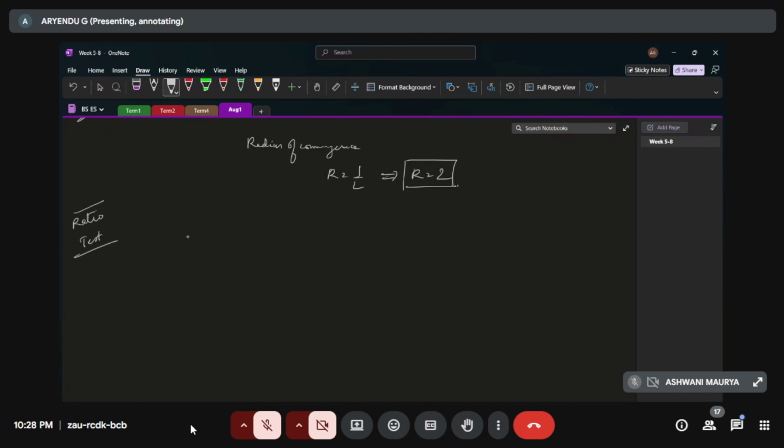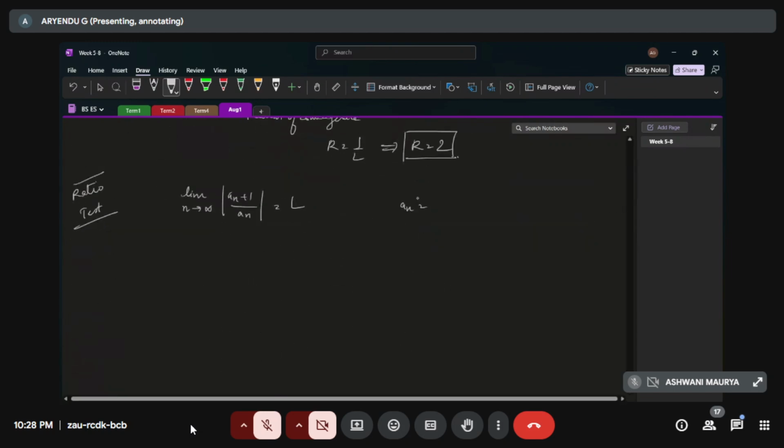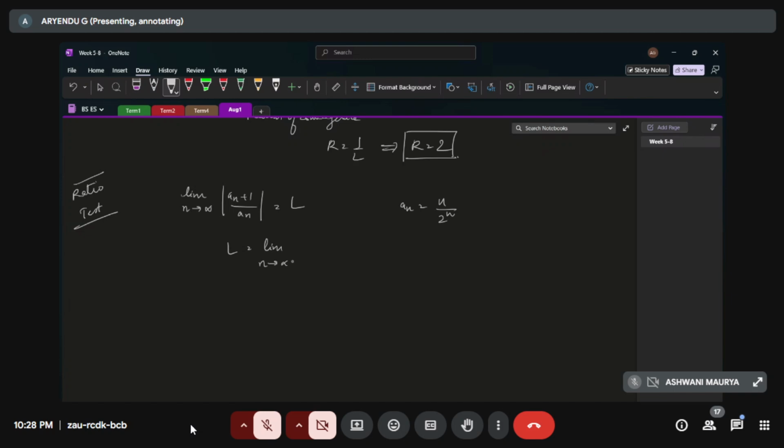Let's see. The ratio test tells us that the limit as n tends to infinity of a_(n+1) by a_n is equal to L. So using that, here the a_n was n by 2 raised to n. If we take that, L is equal to the limit as n tends to infinity of a_(n+1) by a_n. So we have (n by 2 raised to n) plus 1 by n by 2 raised to n.